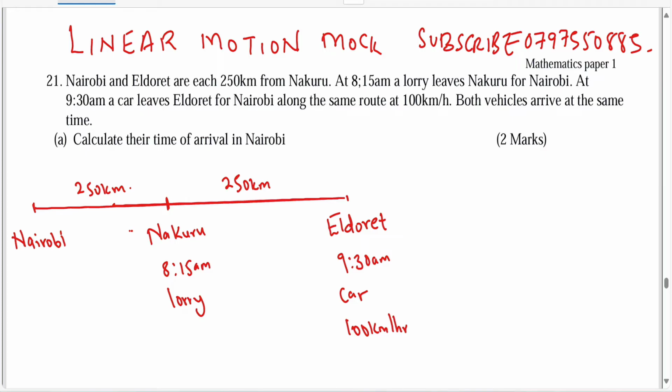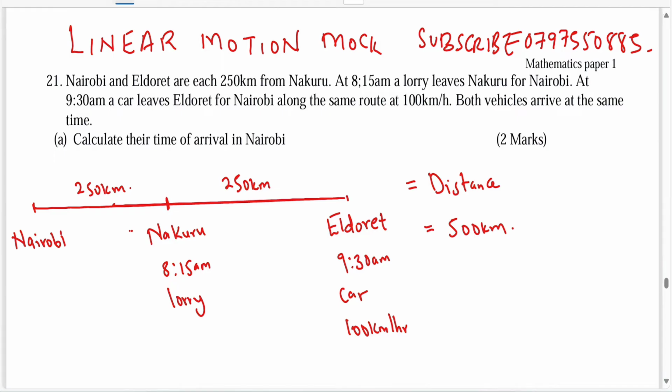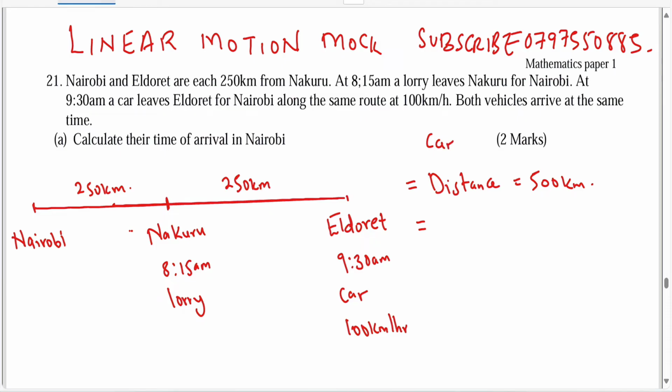So kaulizwa hapa, calculate the time of arrival in Nairobi. So which is very easy. So ukiona hapa, the distance from Eldoret to Nairobi is how much? So usually you take the distance of the car, which is distance from Eldoret to Nairobi, ambao ni 250 plus 250, which is 500 kilometers. Okay, so that's your distance. So let me just write it, the distance here. So the distance ni 500 kilometers. Your speed ni ya gari, because you don't know the speed of the lorry at Nakuru. So the speed is 100 kilometers per hour.